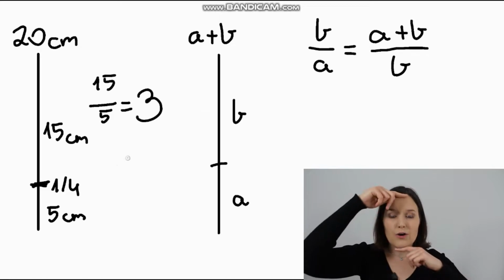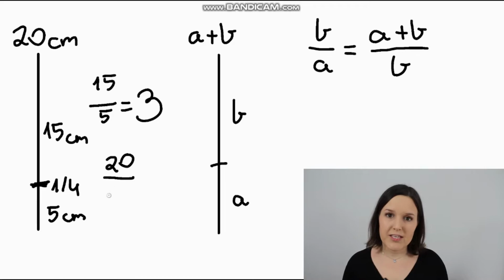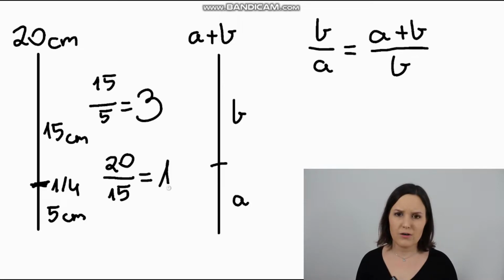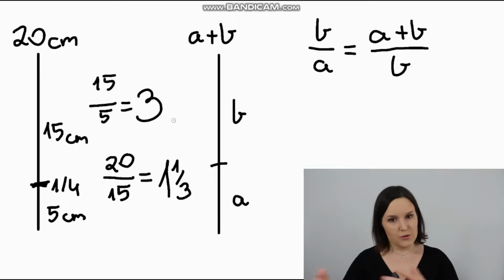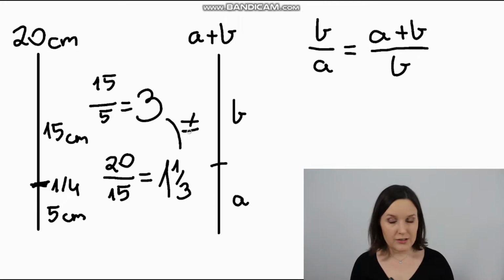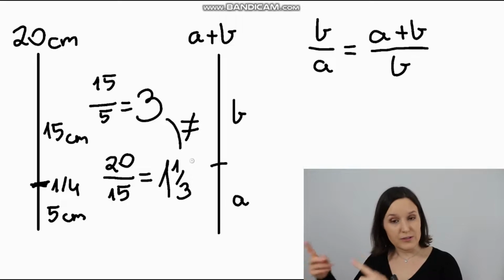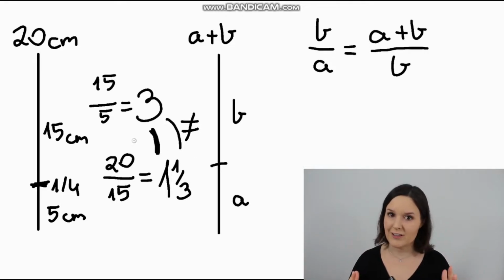The ratio of the whole face, 20, to the longer part, 15, is 20 by 15, 4/3. So 1 1/3. Now 3 and 1 1/3 are different numbers. They're not the same. And the whole idea is that if those answers are the same, it is in the perfect position, it is the perfect division.